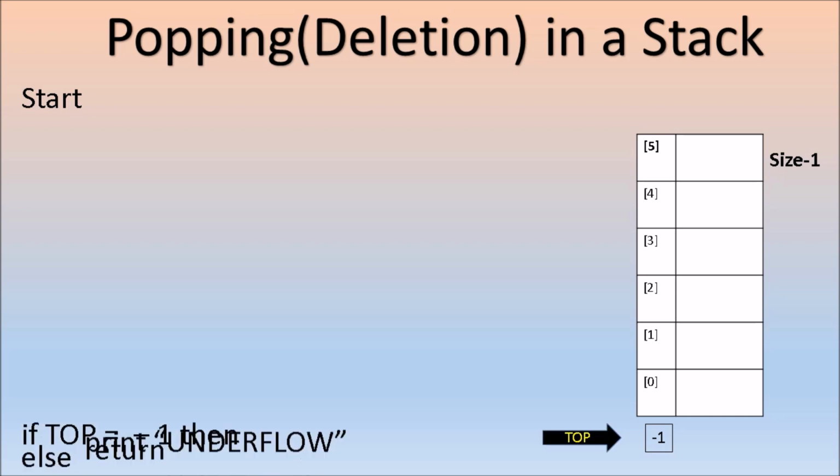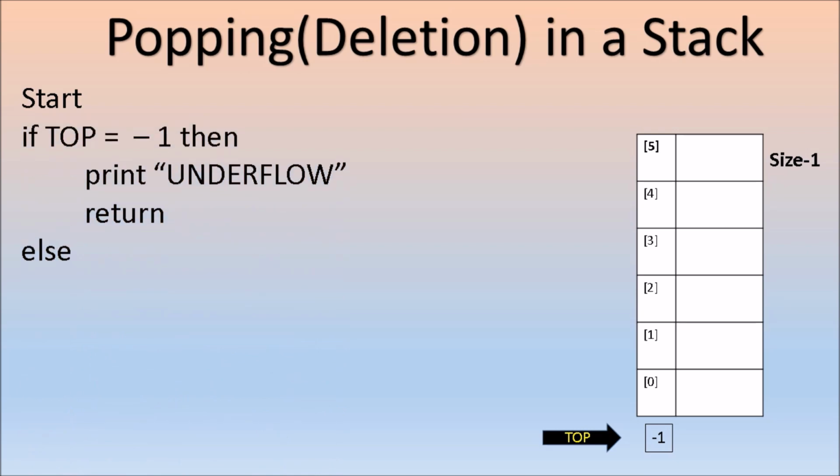Now pop in a stack. To delete any element in any data structure, first we need to check whether it is empty or not. So we start and then see whether it is empty or not. If it is empty, then the top index will point to -1. So the condition to check is if top equals -1, then print underflow and we return.